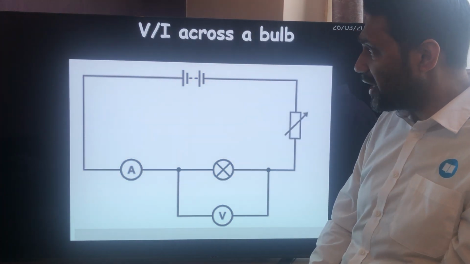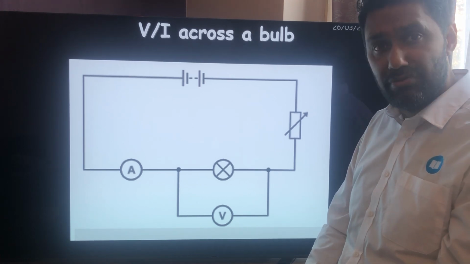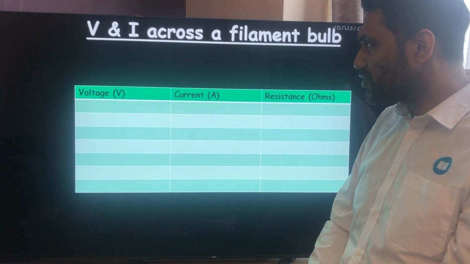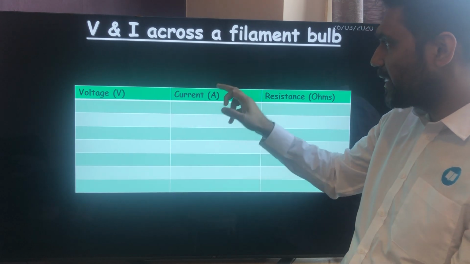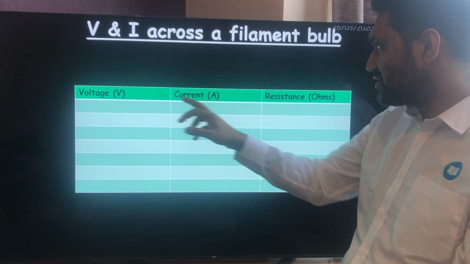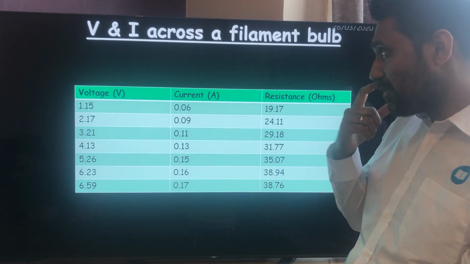So what kind of results do we get? So this is half the class, we're missing that last Thursday and the Friday of term. So your results table looks like this. You just measure the potential difference of the voltage. You write down the current that you get. And you could also calculate the resistance by doing voltage divided by current. Now here's some of the results from some of the groups.